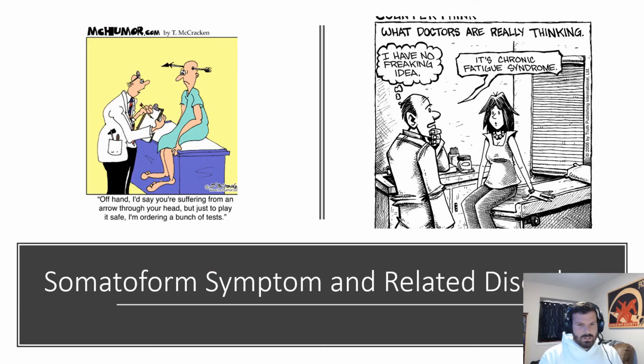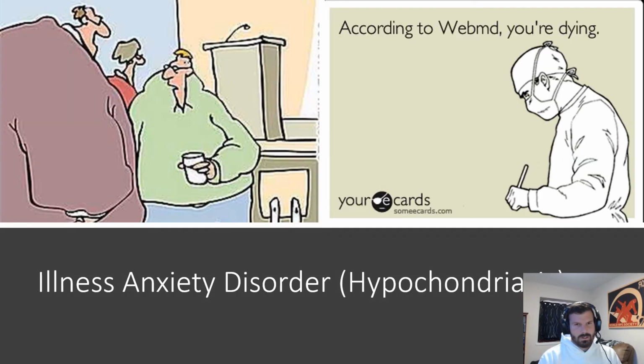All right, so next we have somatoform and symptom-related disorders. With this, we are looking at a patient that has some sort of psychological problem that stems from a physical ailment. So something physically is wrong with them, and that has created some sort of psychological issue. Two of these go with this. The first is illness anxiety disorder, also known as hypochondriasis. If you watch any doctor show, they will have an example of a hypochondriac.